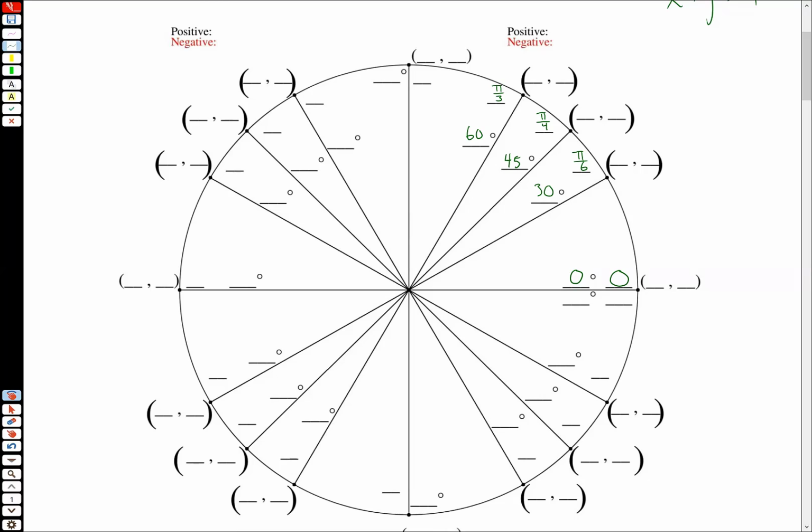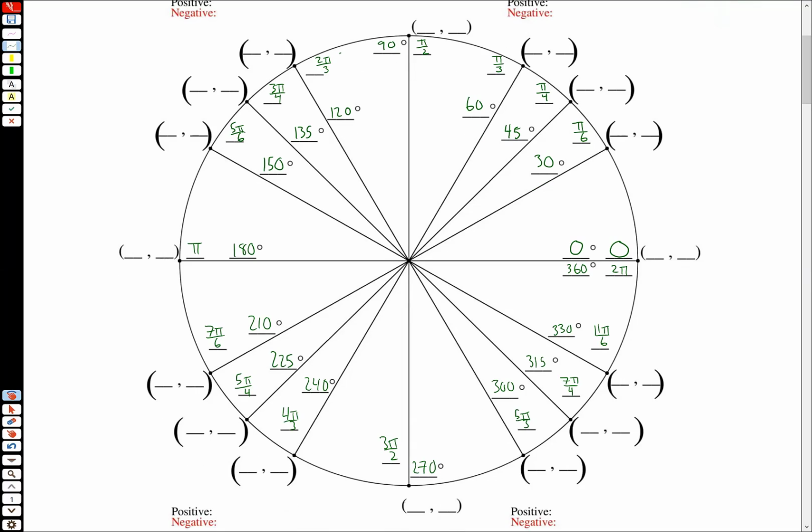Then again, we have a big jump, so we'll be at 90 degrees now, and 90 degrees is pi over 2. This is how you start filling in the angles. Start at 0, big jumps correspond to 30 degrees, smaller jumps correspond to 15, and you keep doing that all the way around the unit circle.